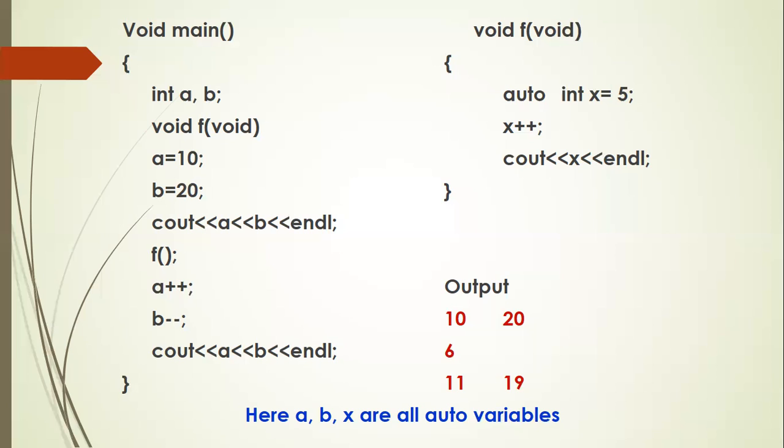The question is, why can't we declare all the variables as register? No, that is not possible because every computer has only a limited number of registers. Once all the registers are occupied, the remaining variables are automatically stored in memory locations only.